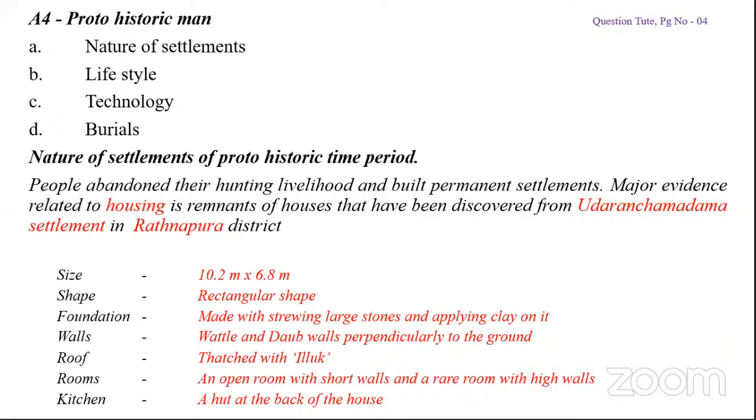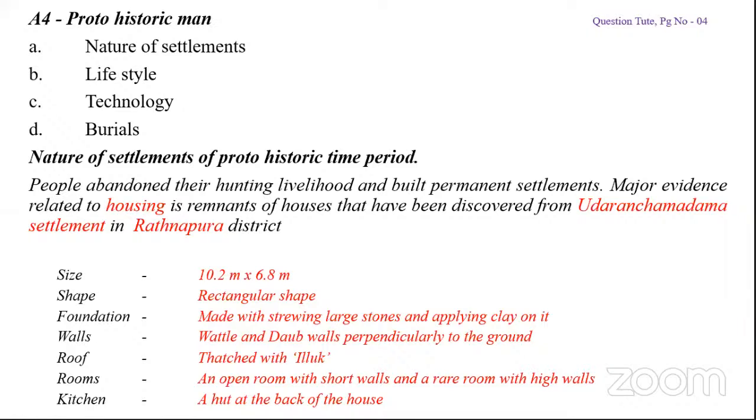The rectangular shaped house has 2 rooms only. One open room. Normally in the daytime they lived in this open room because otherwise it's very hot. This open room has short walls, and there was one rear room. That rear room had high walls. Normally at night they lived in the rear room so that they would be protected from wild animals that may come and attack them. And the kitchen was a hut at the back of the house. So these were the features of the house found in Udarancha Madama.